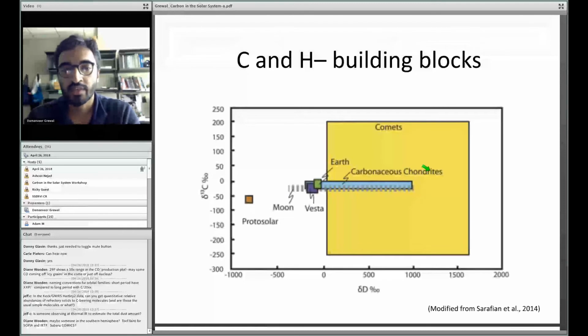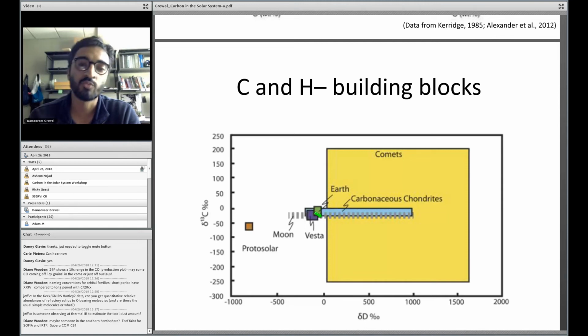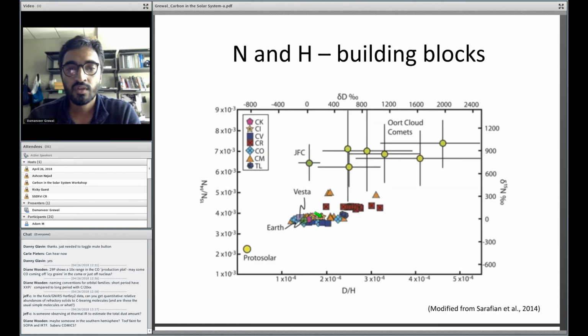So to look at what the building blocks are for these particular volatile elements, if you look at the delta 13C values over here and the delta D values over here, the Earth has delta 13C and delta D values that are completely different from the protosolar nebula. But the delta 13C and the delta D cannot differentiate whether these volatile elements were delivered by comets or carbonaceous chondrites.